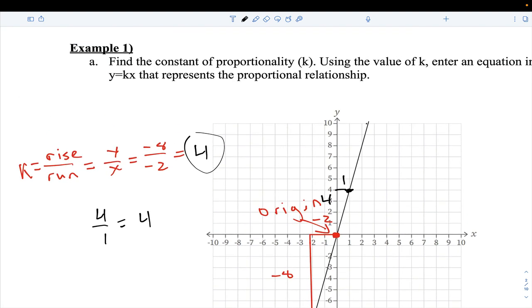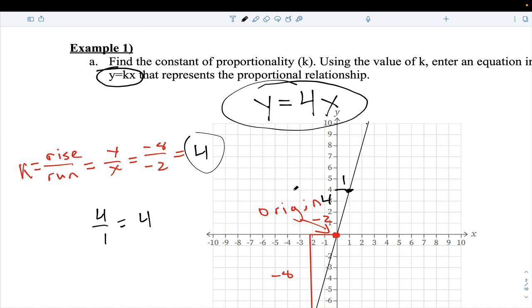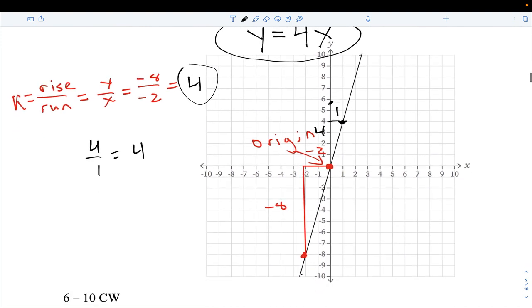To create an equation, this is the whole point of this graphing. I want to put the constant into your equation. Put your constant next to the x. Your equation for a proportional relationship is y equals 4x. Circle it. That's your final answer.